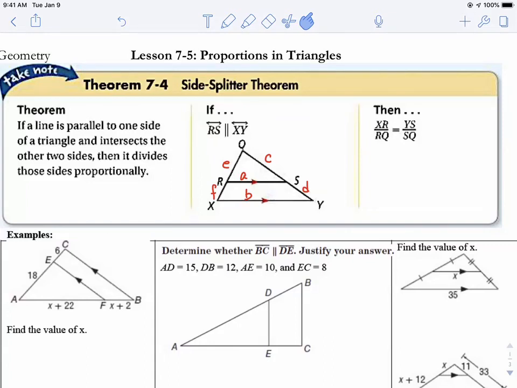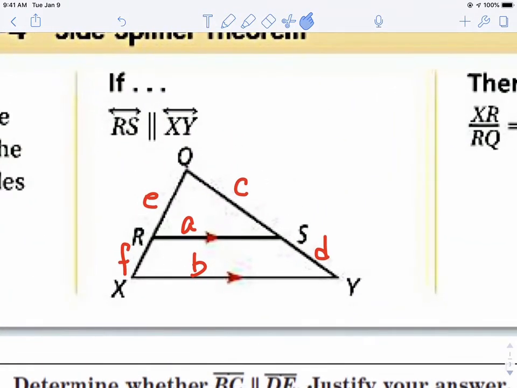This is lesson 7.5 on proportions and triangles. So first of all, I would like you to, on the picture that's shown there, label A, B, C, D, E, and F, because that makes it easier to understand what's happening in the diagram.